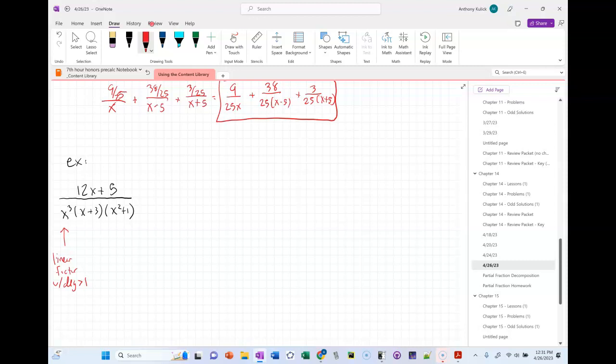So here we have a linear factor with a degree greater than 1. That's new. And here we have a non-linear factor. Everybody see what I'm saying there? So those are the two things you have to look out for, because we have to do something just a little bit different when we set up our partial fraction decomposition.